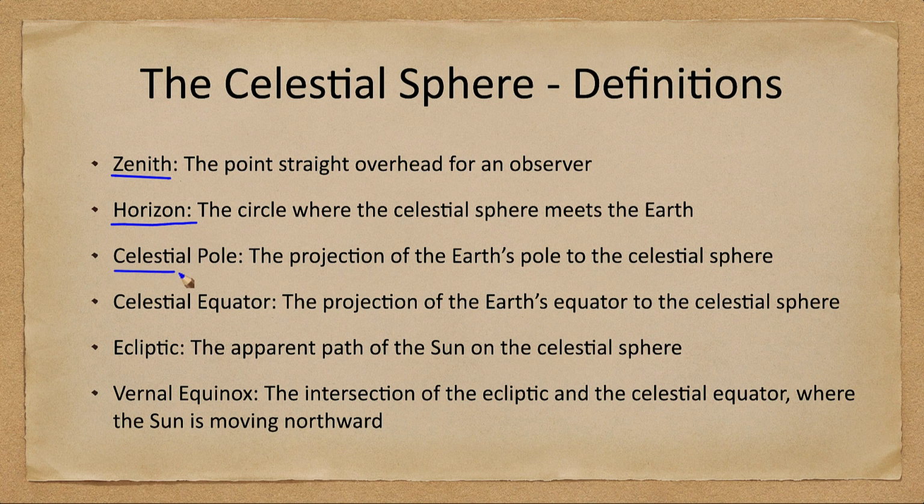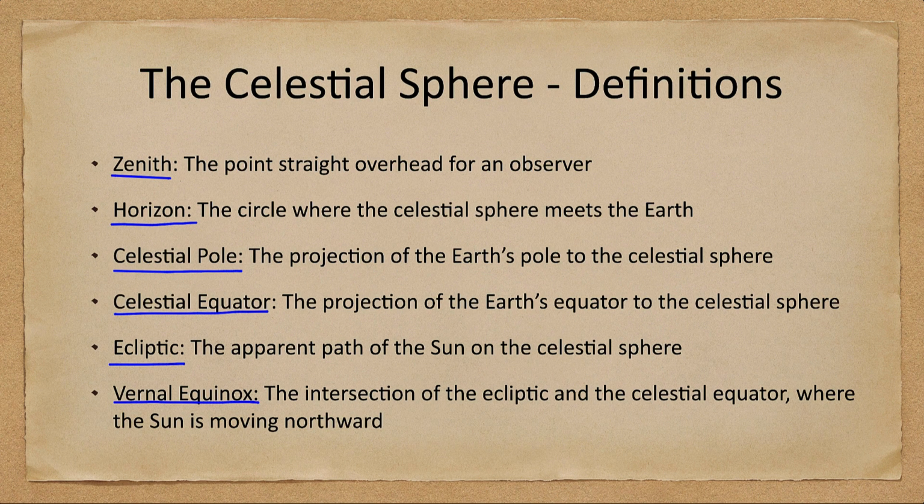The celestial poles, and there's a north and south pole, are the projections of the Earth pole to the celestial sphere. And the celestial equator similarly is the projection of Earth's equator out to the celestial sphere. We have the ecliptic, which is the apparent path of the sun, the path that the sun appears to take. And the vernal equinox is the intersection of the ecliptic and the celestial equator when the sun is moving northward. So there are going to be two intersections. Two circles will intersect twice. There'll be the vernal equinox when it's moving northward, and the autumnal equinox when it is moving south.